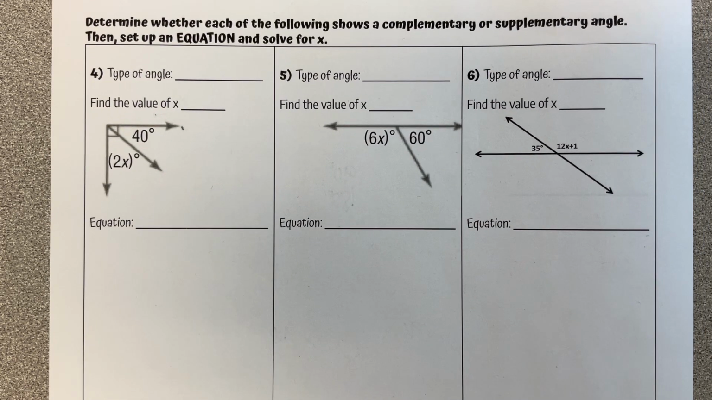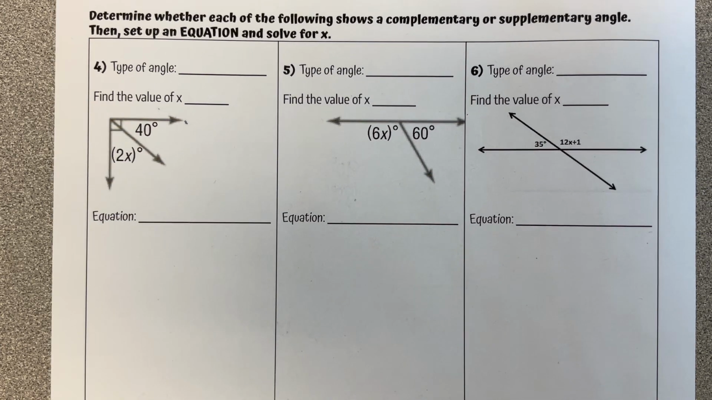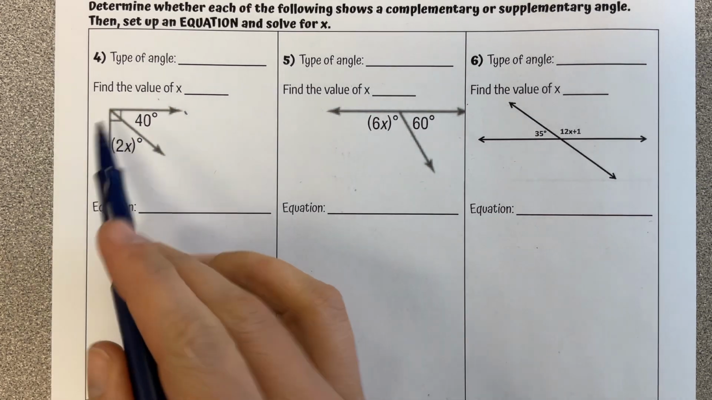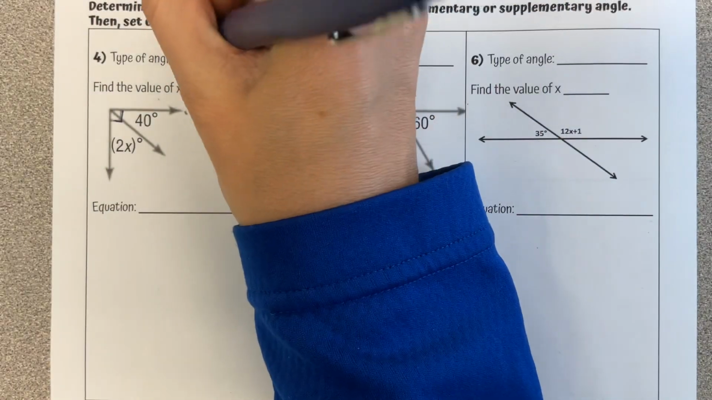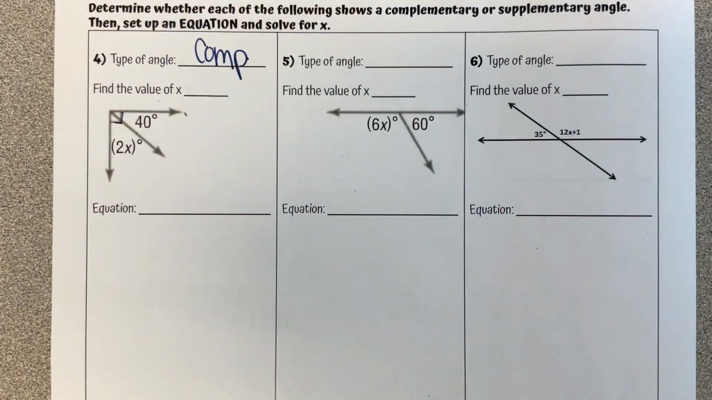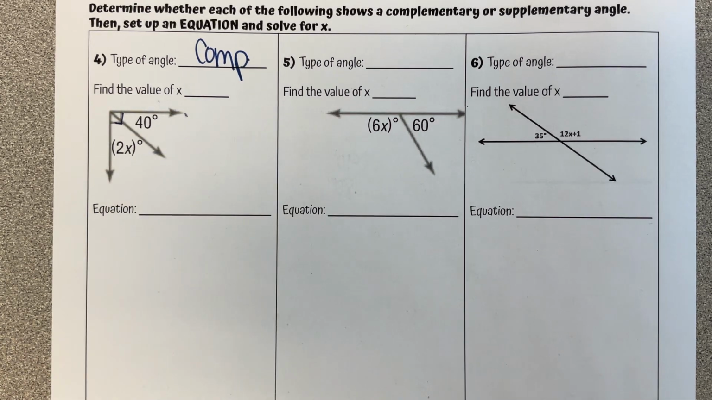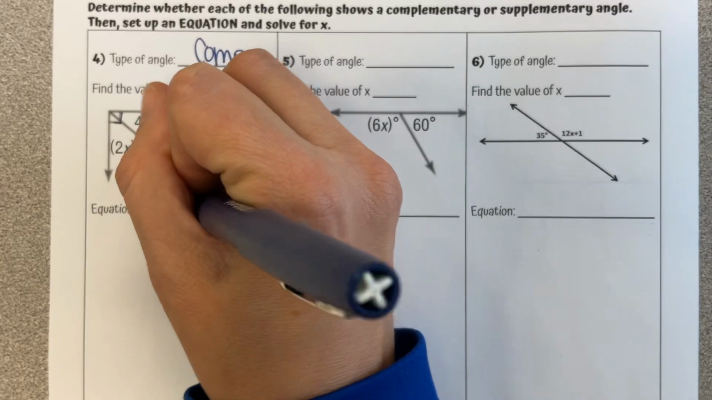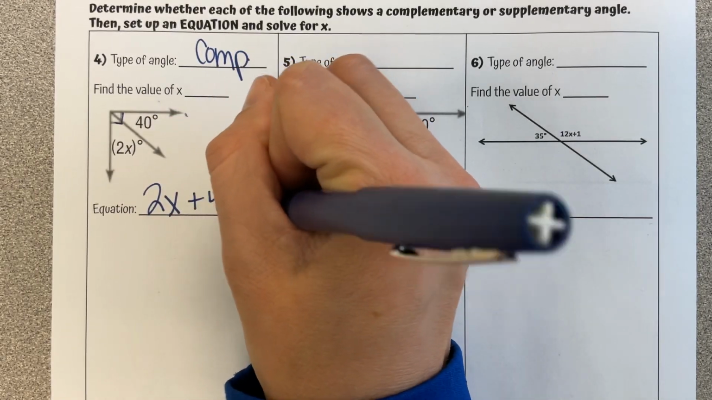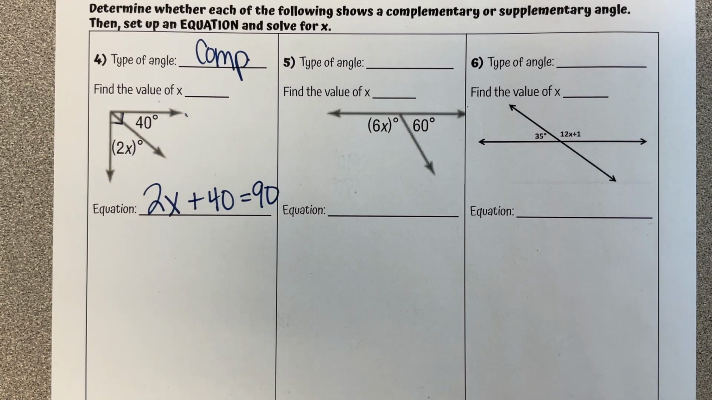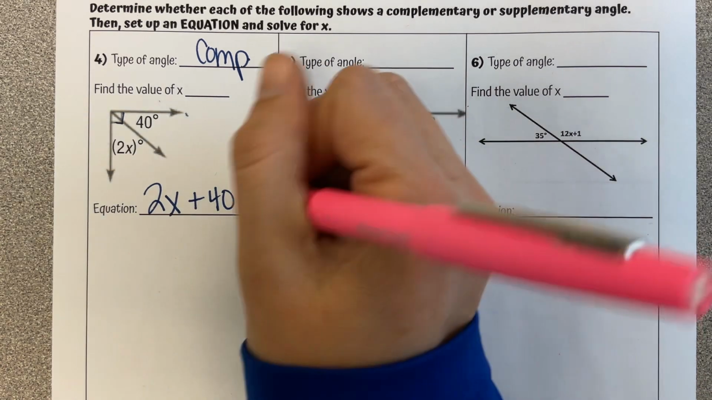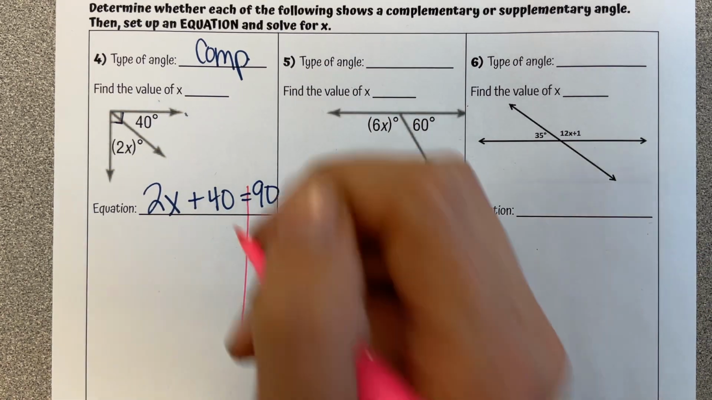Now we're going to do some algebra problems here. Type of angle. We have the 90-degree symbol. That tells me that it's a complementary angle. In order to find the value of x, we are going to set up an equation. So these two angles add to 90. So 2x plus 40 adds to 90 degrees. We are going to solve that. You're going to show your work.